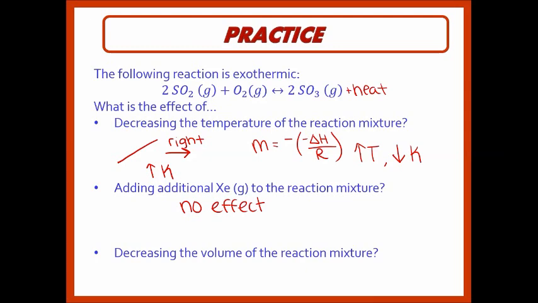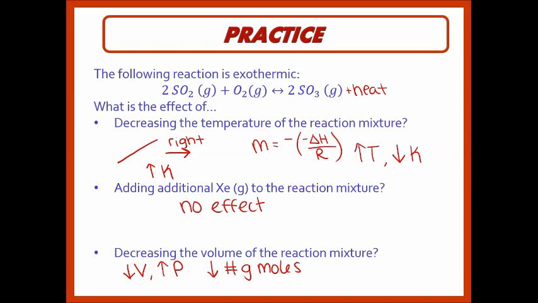The final scenario, what happens if we decrease the volume of the reaction mixture? So remember that decreasing the volume is going to be related to increasing the pressure because the two are inversely proportional to each other. Now if we increase the pressure, this means that we need to figure out a way in which to decrease the pressure back to its initial pressure. So in order to decrease the pressure, we're going to need to decrease the number of gas moles. So the reaction is going to shift towards the side with fewer gas moles.